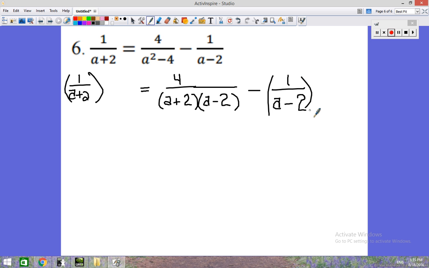This guy is missing a factor of a plus 2. So let's come in and multiply each of these terms by 1, but let's write 1 as a minus 2 over a minus 2, and over here we'll write the number 1 as a plus 2 over a plus 2.